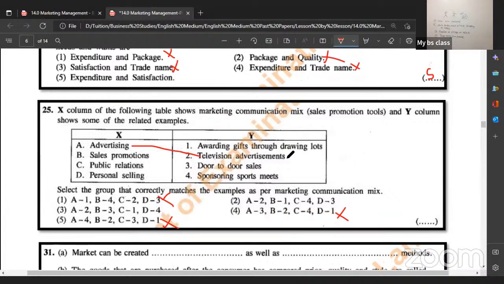So then awarding gifts through drawing lots, like a raffle draw. So B for 1 should be there. So rest of the fine.